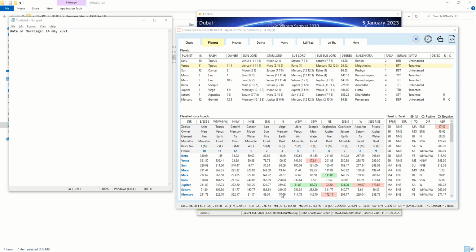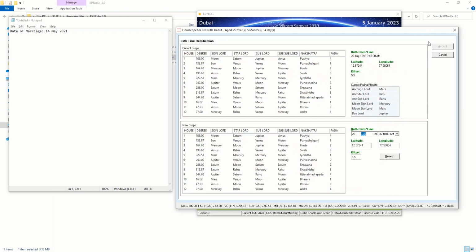Namaste friends. In one of my previous videos, we had already discussed BTR using the Cuspal method. This was the option we used to see if any time correction is required and if the respective Cuspal sublords were matching.